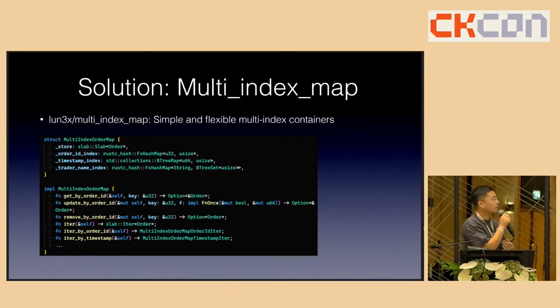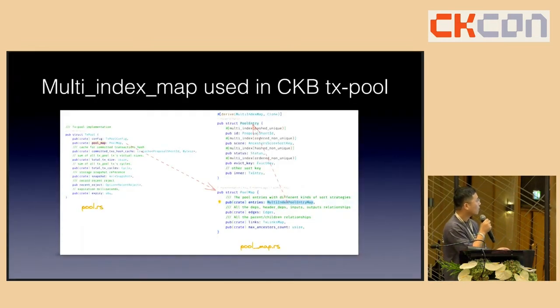So the solution is to use a data structure to reflect it. This is a Rust package called multi-index map. In essence, there are some hash maps or B-tree maps in the multi-index map, so we can get by some specific property or iterate by the property. It is a perfect fit for our purpose. So we refactored the transaction pool with the multi-index map.